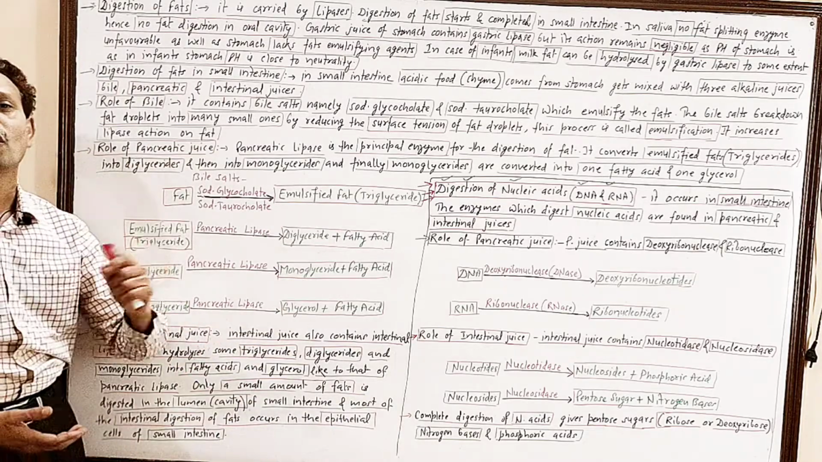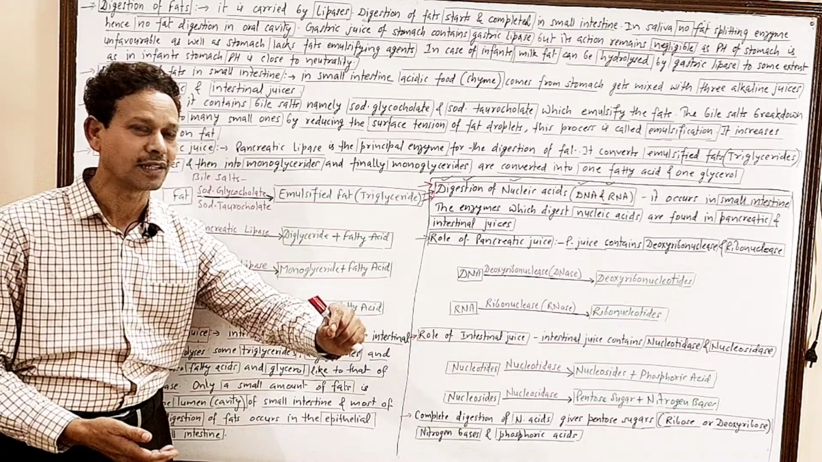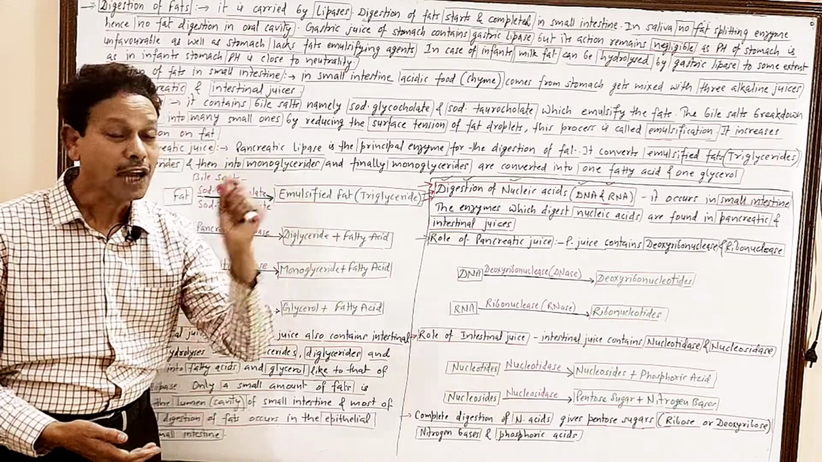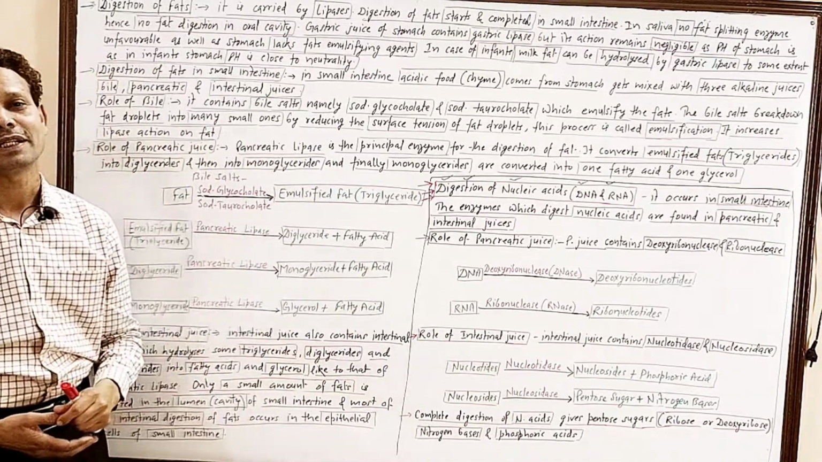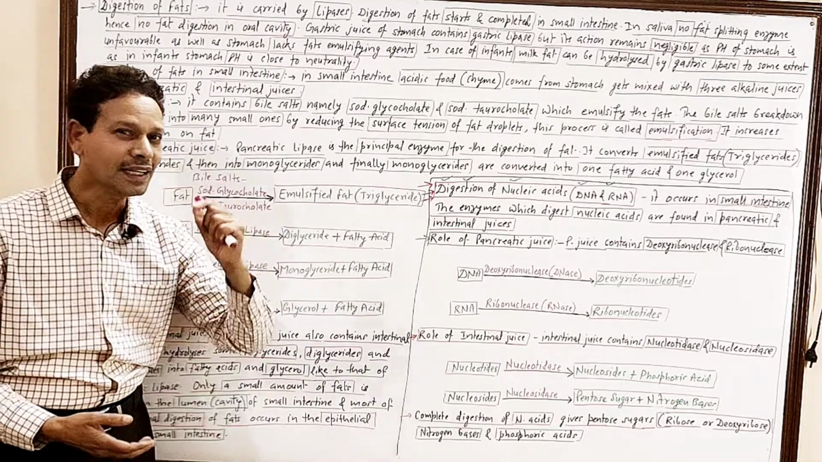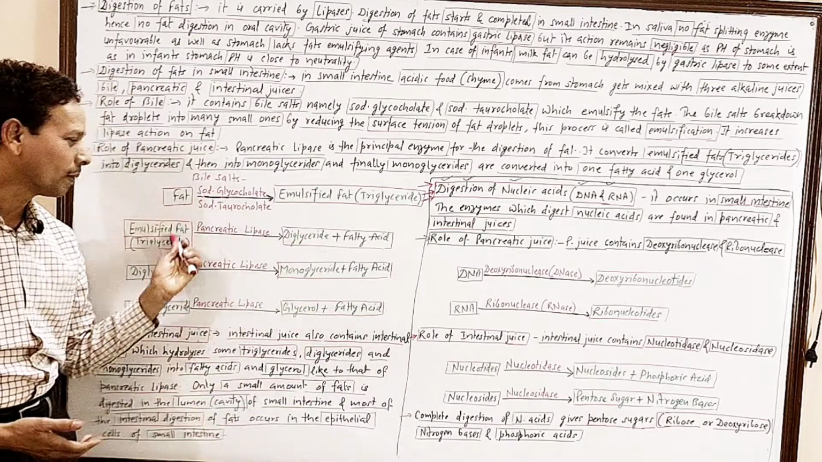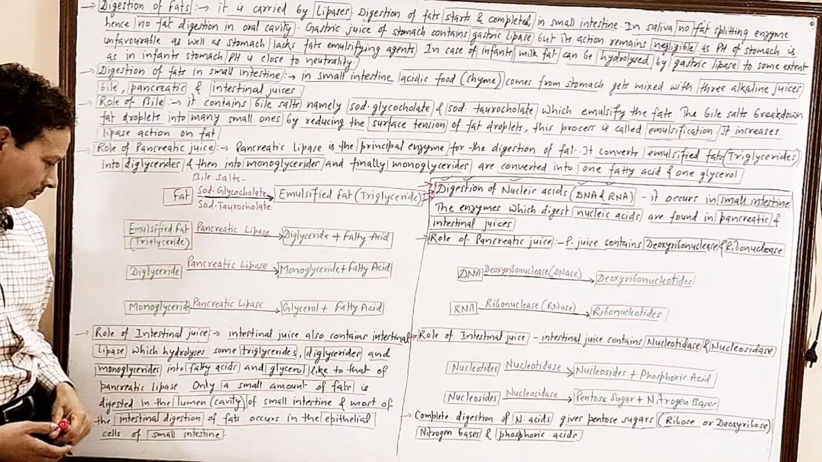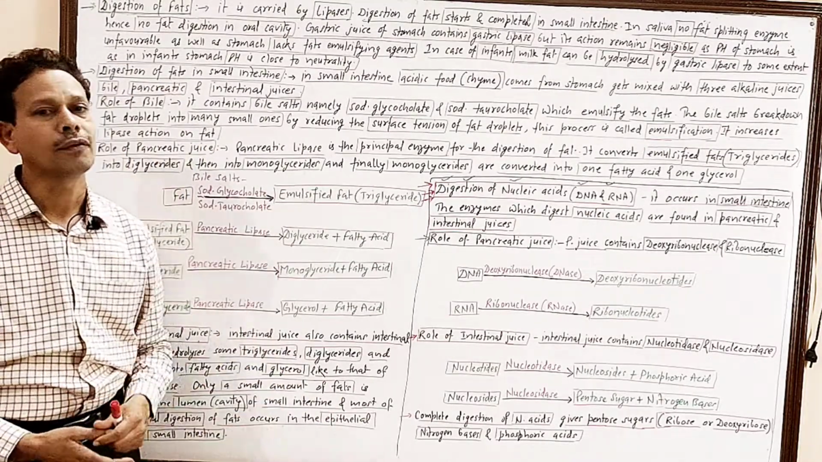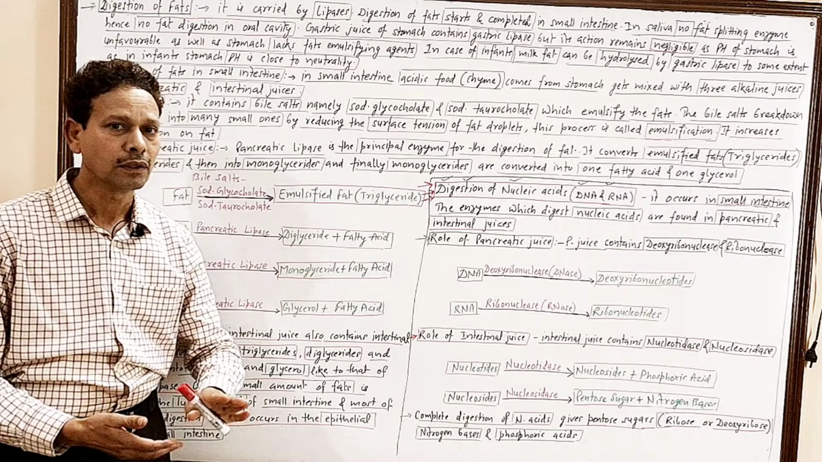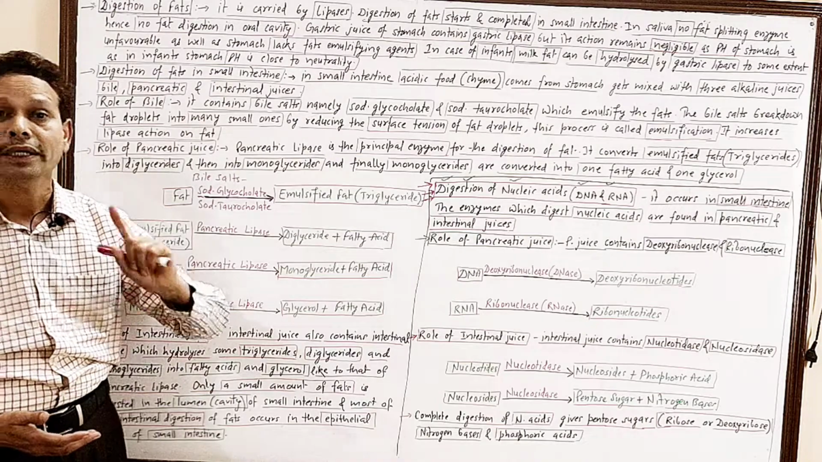And the role of small intestinal juice, that is succus entericus. In this succus entericus, for the digestion of fats, the intestinal lipase enzyme is present. And this intestinal lipase acts similarly to pancreatic lipase. Meaning, in digestion of fat, only a very small amount of fat digestion occurs in our intestinal lumen cavity.